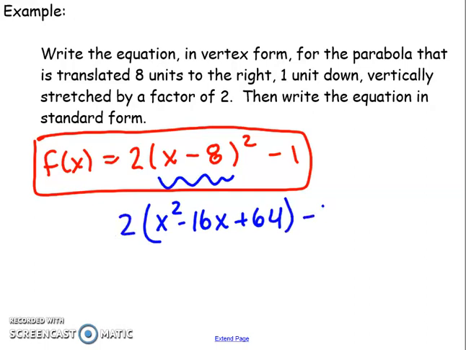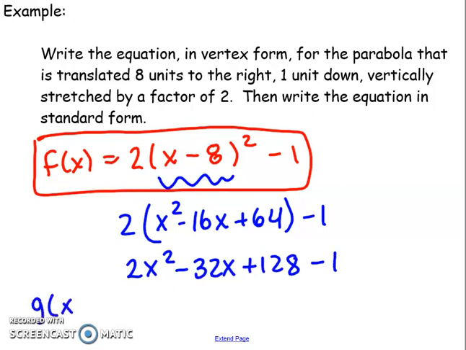Then we multiply it by 2. So we're going to distribute the 2 to get 2x squared minus 32x plus 128. And then we'll subtract 1. So our new function, I'm just going to write it as g of x, is going to be 2x squared minus 32x plus 127.